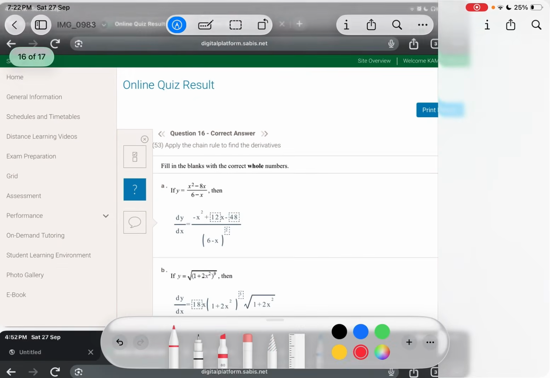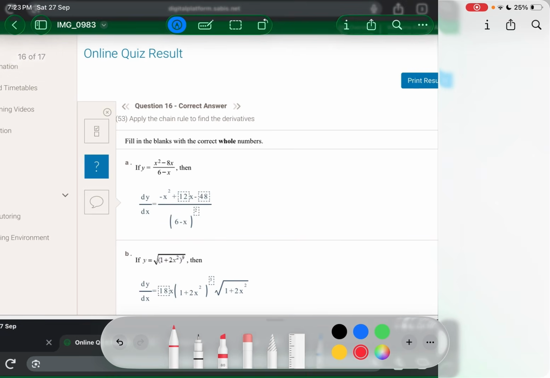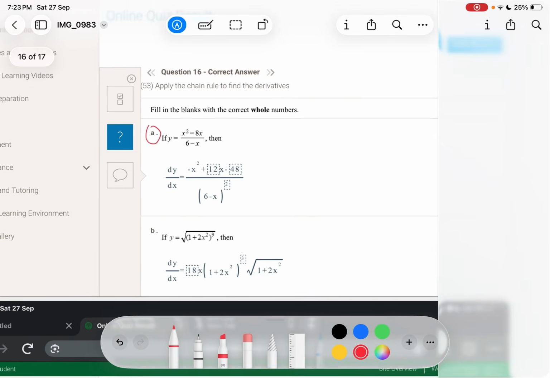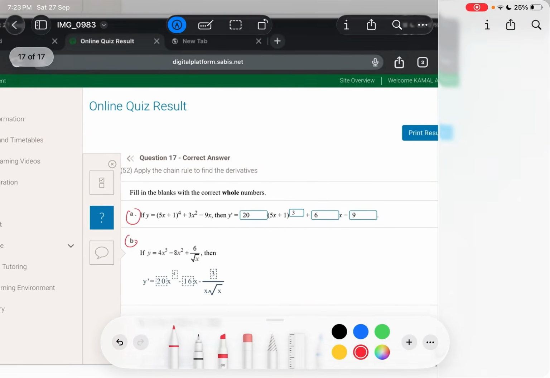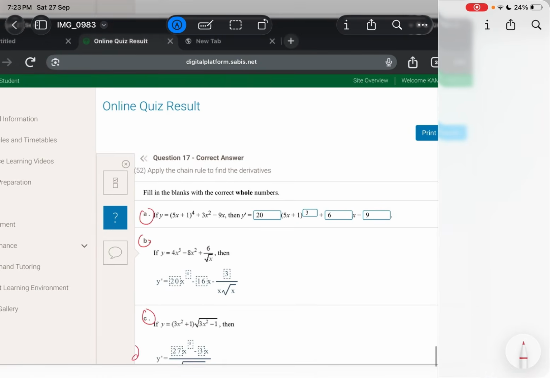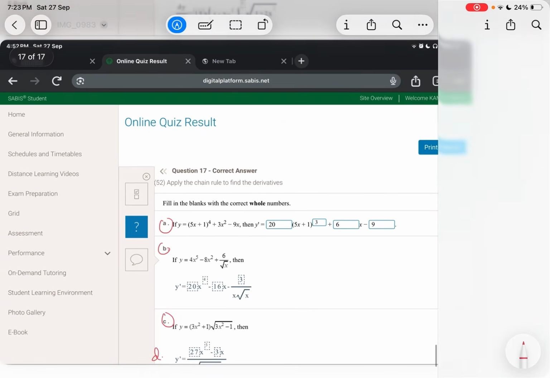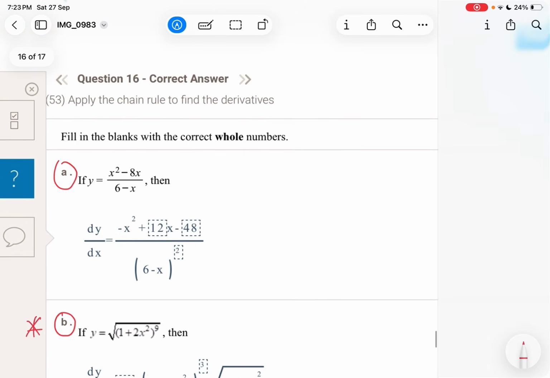Question number 16. Okay, just for you guys to know, for questions 16 and 17, I'll be doing part A, and part B will be done by Lamar. Part C and part D will also be done by Lamar. So question 16 part B, and question 17 part C and part D will be done by Lamar by tomorrow. So let me just do part A.